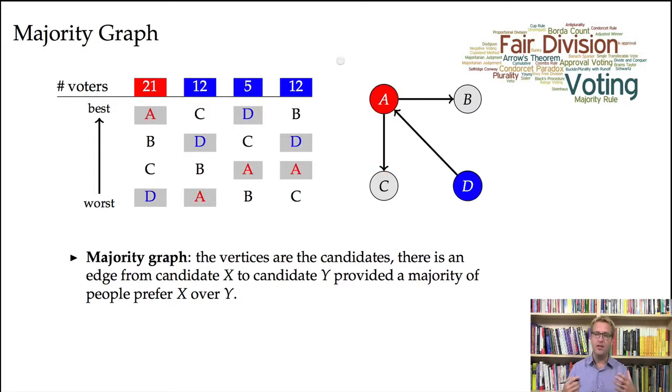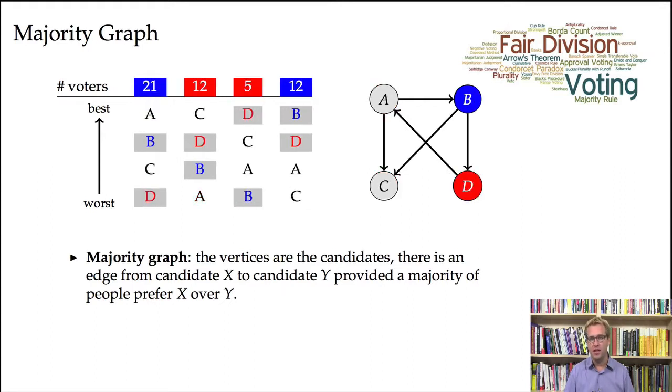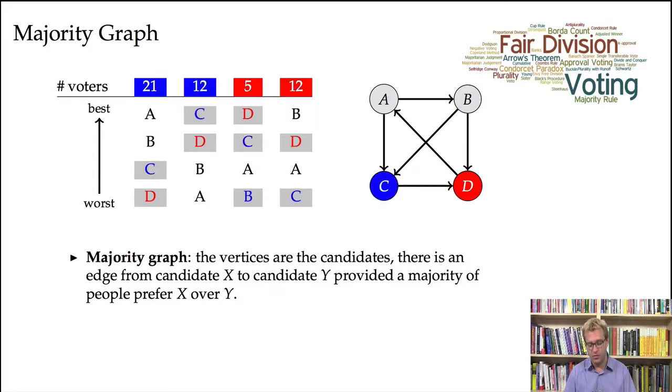We can fill in this graph by just looking at all of the pairwise comparisons. I'll just flash through this quickly. You might want to pause to make sure you understand why I'm adding an edge in each case. So there's an edge from B to C. From B to D, there's also an edge. And then finally, from C to D, there's an edge. So this is the majority graph.